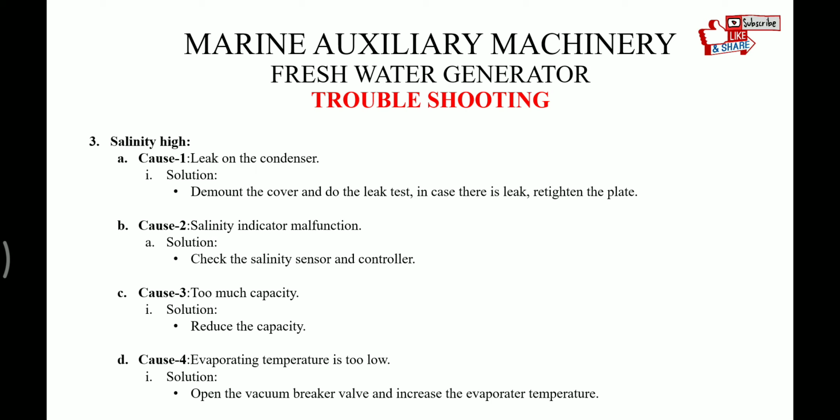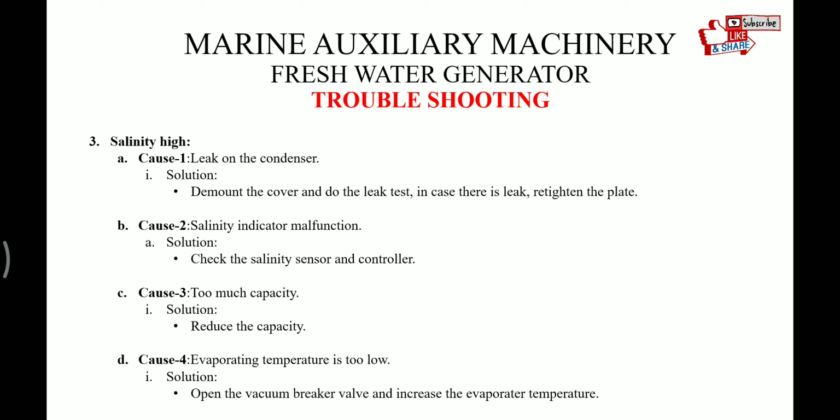Third problem with freshwater generator is high salinity of the fresh water which is produced. The cause for that is a leaky condenser, which can be rectified by demounting the cover and doing a leak test. In case it is leaking, retighten the plates. The other cause is salinity indicator malfunction. In that case, check the salinity sensor and the controller.